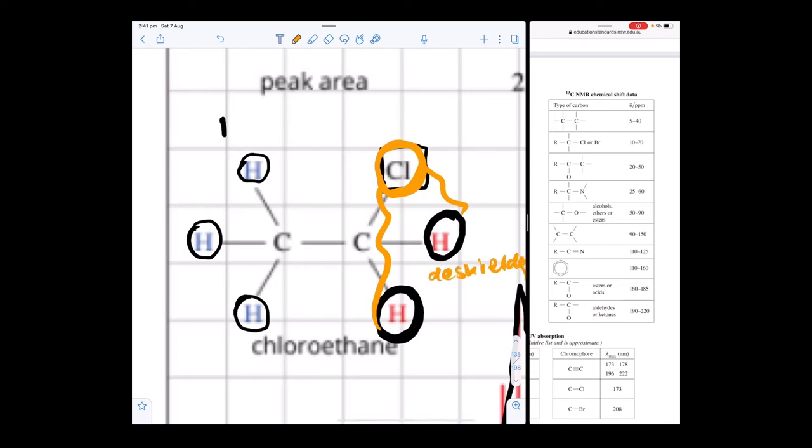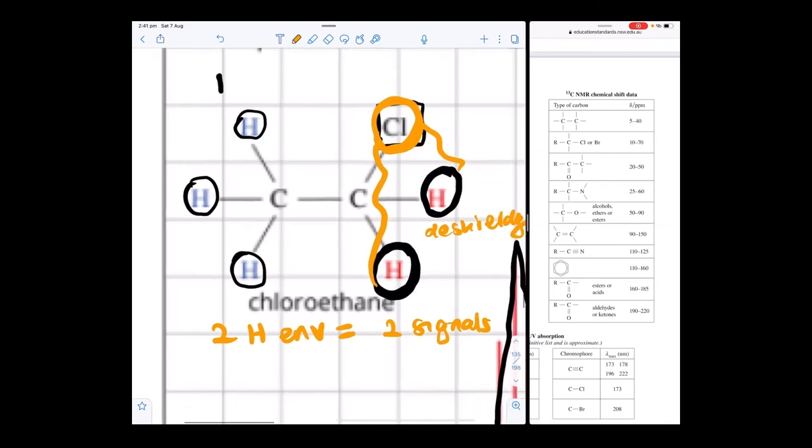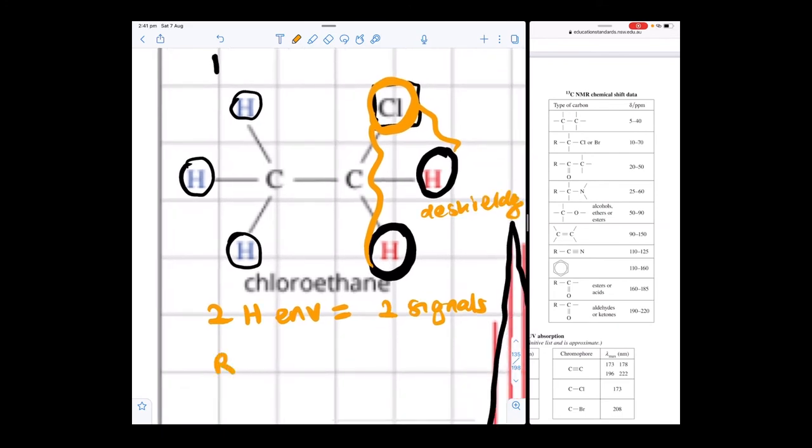So we have two hydrogen environments, so we should have two signals. Two hydrogen environments equals two signals. Now, the red hydrogen environment, or the red signal, I'll use a red color to represent this, should it be downfield or upfield, Sheldon, since we just said it was deshielded? More downfield. Very good. Easy.